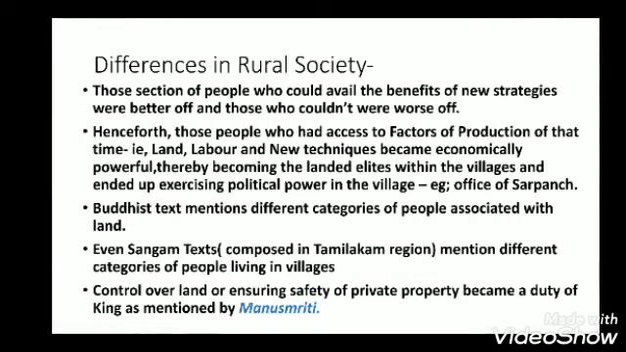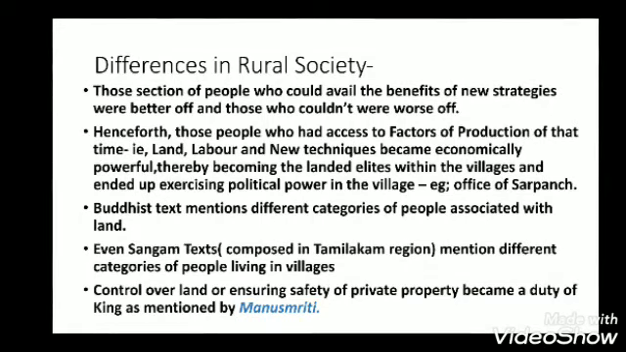So this change in agricultural production had a rippling effect, which was seen not only in the production sphere of crops, but also in the society itself. Now, what are the sources through which we get a glimpse of this rural society existing at that time? The first one is Buddhist texts, which mention different categories of people associated with land. There are 3 categories mentioned in it.